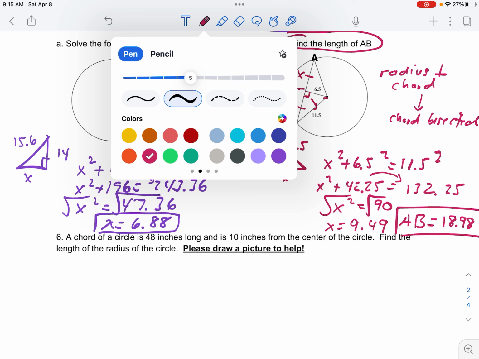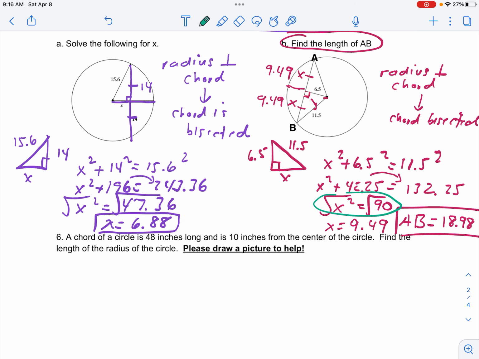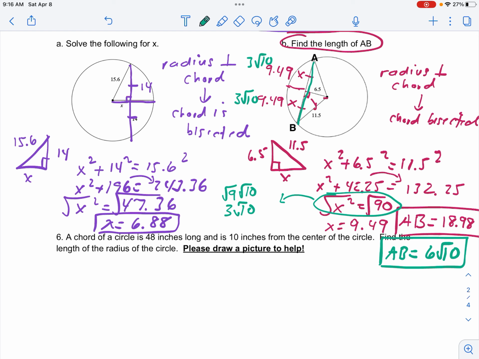Now, if you're interested, if you got to this point and remembered that you could write 90 as root 9 and root 10, that means that each of these would be 3 root 10 if you kept your answer exact, which means that the whole chord from here to here, you could also write as 6 root 10 if you'd prefer. So you could also say that AB is 6 root 10 if you want to keep your answer exact. Either is fine.